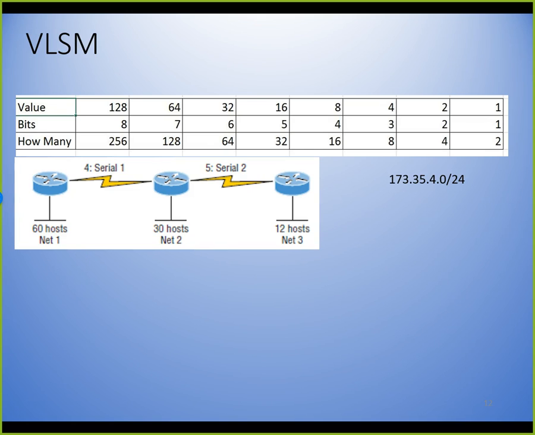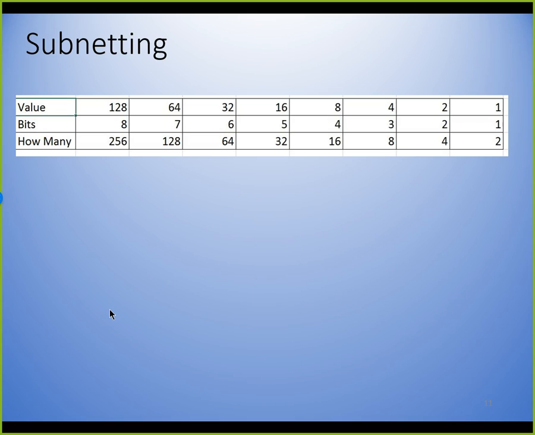We have a network here where we need an uneven number of hosts on each network. This is called VLSM, variable length subnet mask. The ones that we did back here were all fixed length subnet masks. Everything had the same number of addresses in it.